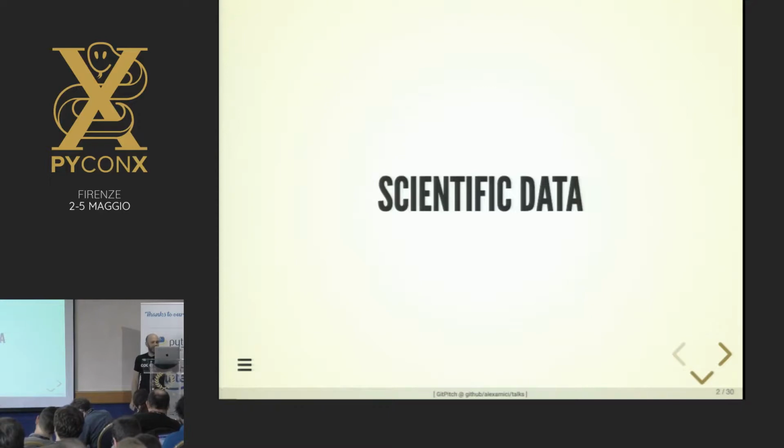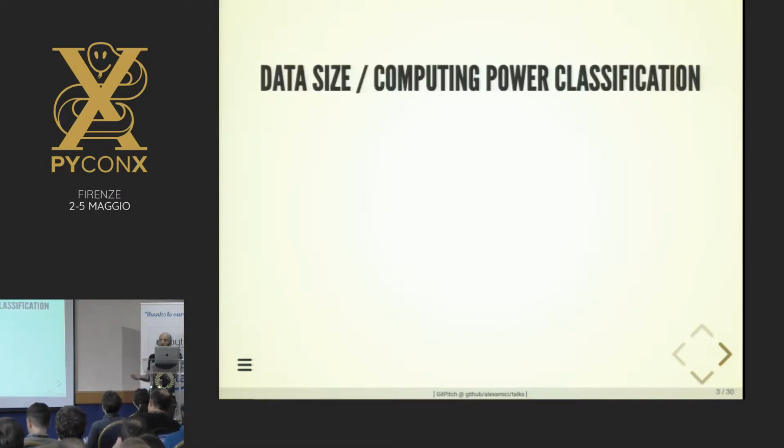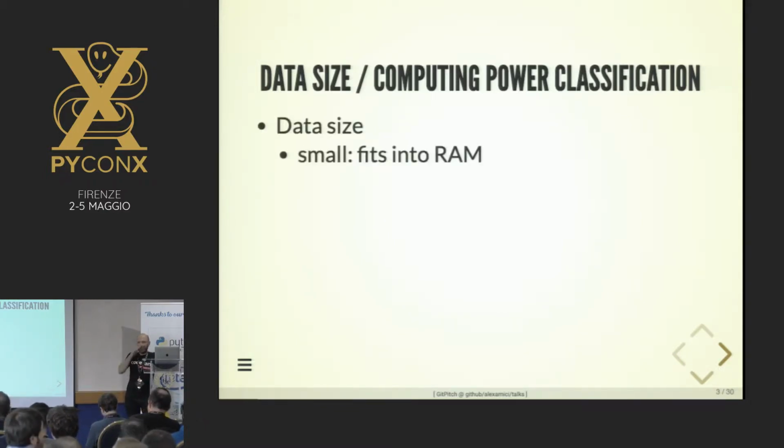So let's start with scientific data. Usually, the point about scientific data is that it can be big. So, and computing can be long. So let's start with a little bit of vocabulary about data size and computing power needs. So first of all, about data size.